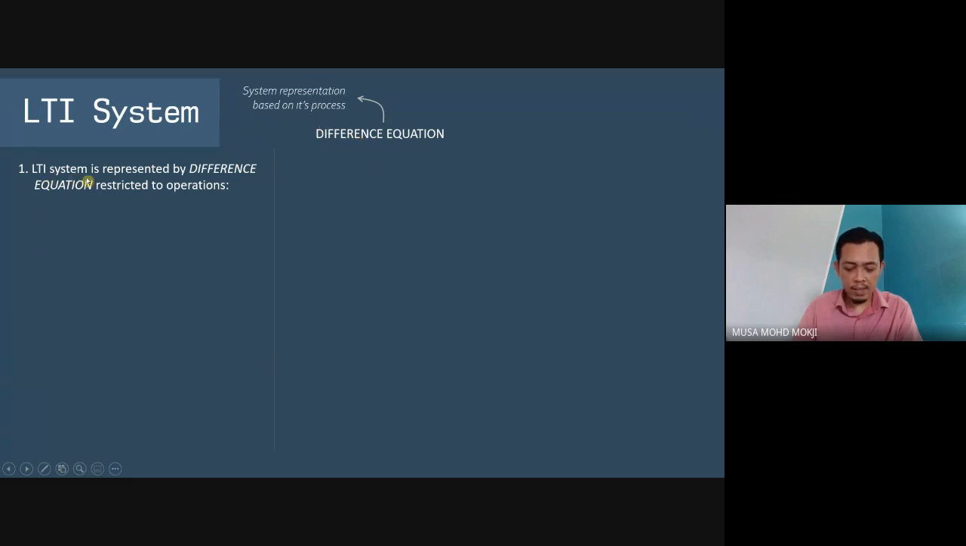And an LTI system is represented by a difference equation restricted to operations. We already know that we have only three operations. One is the delay. So this is an example of delay. This is no delay. This is a delay by one sample. This is output delayed by one sample. This is output delayed by two samples. The same thing for the input: when it is x[n], this is input. And these are examples of delaying the input signal.